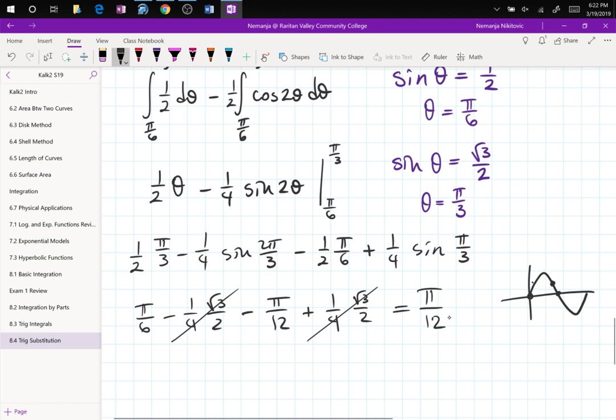Hey, we did one of the... So wait, sine of π/3 and sine of π/3 are the same? Yes.